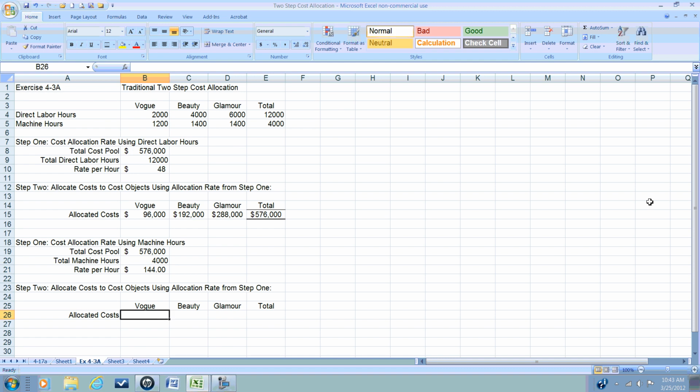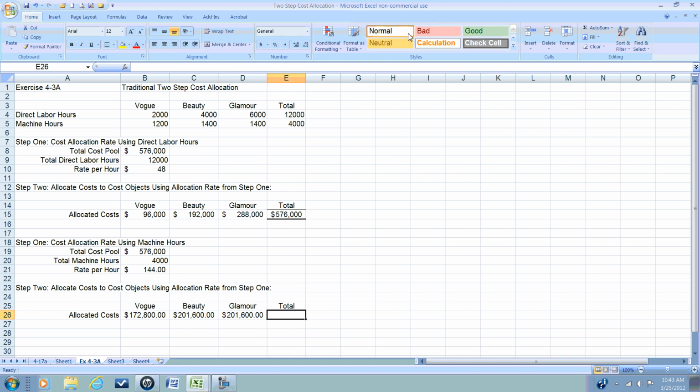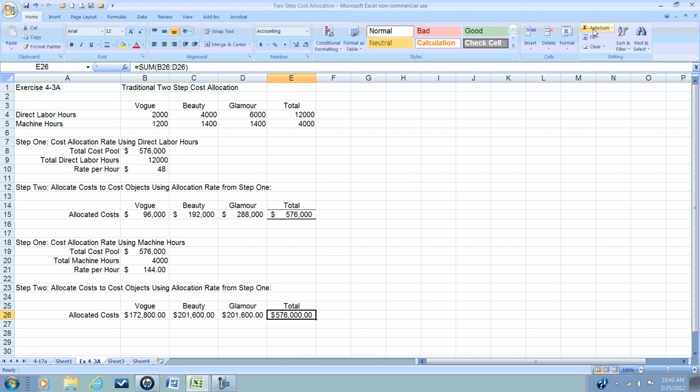Step two is the same. We're going to take the number of machine hours for each product. For Vogue, it'll be 1,200. We'll multiply it by our rate per hour. And we will continue to do that for each of our products. And again, we'll sum them up. And we see that the amount that we have allocated equals our total costs. So we know that we have fully allocated out the costs. And we can now compare the two.